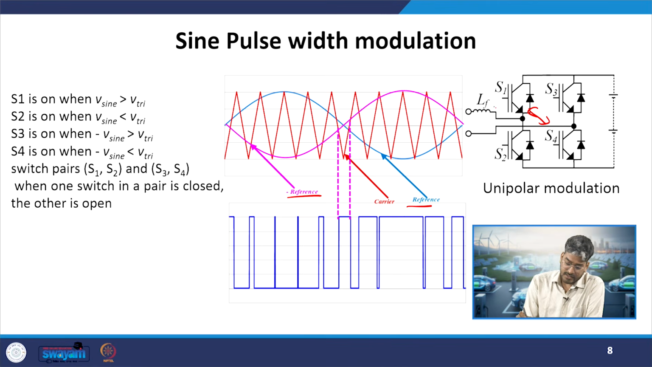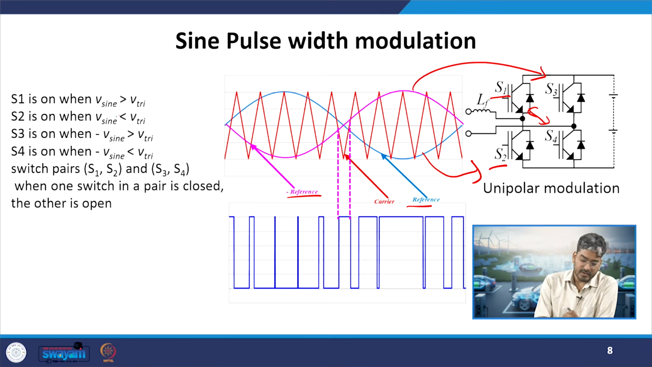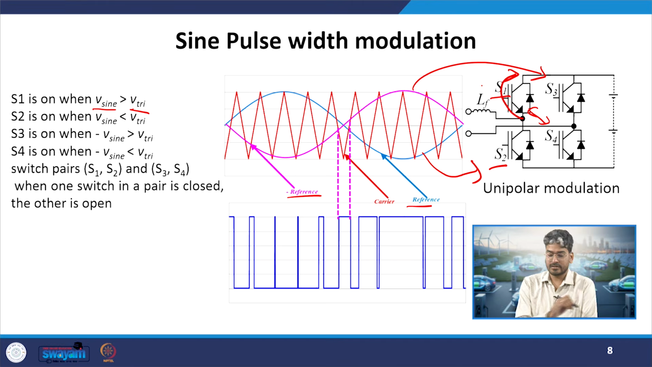Now, leg 1, that is S1 and S2, will be controlled by using the first reference wave. S3 and S4 will be controlled by using the second reference wave. Whenever my positive sine wave is greater than the triangular signal, I will turn on S1. Why? The moment I turn on S1, it will connect the midpoint of this leg to the top bus. So the comparison logic is the same. Whenever my sine signal is higher than the carrier wave, I will generate positive voltage. Whenever my sine wave is less than that triangular wave, I will generate negative voltage.